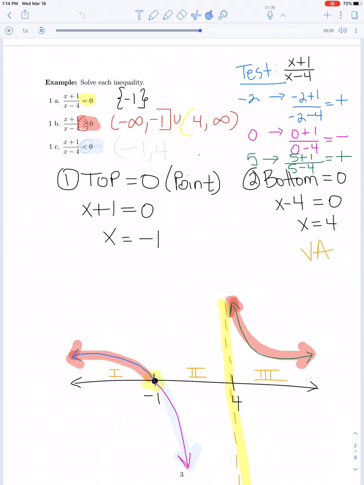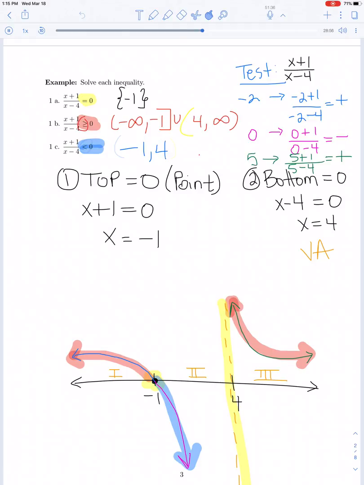Now with part C, we're asking something different. When am I below the x-axis? When am I negative? Well, that happens in region number 2 here, as we can see. So how am I going to write that out? Well, that'll be starting at -1 and going all the way to +4.